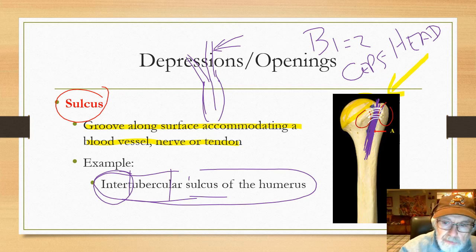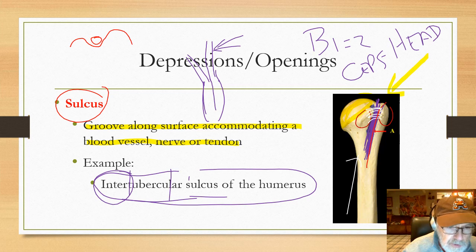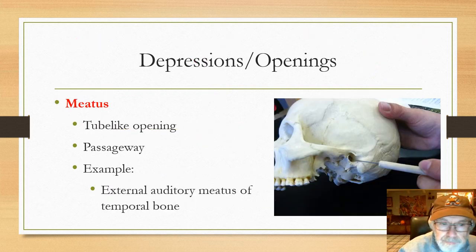Because it's depressed out, if we were looking from this way up, you'd actually see when you looked at the humerus at that point, a tubercle here, a depression in the middle, and a larger tubercle right there, and that would be that little groove that we'd see. So we're looking at it in this direction. A sulcus is a groove along a surface that accommodates a blood vessel, nerve, or tendon. In this case, it accommodates that tendon in the area of the humerus.